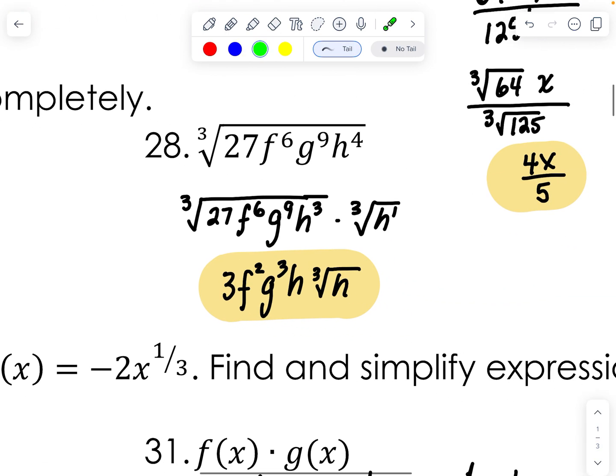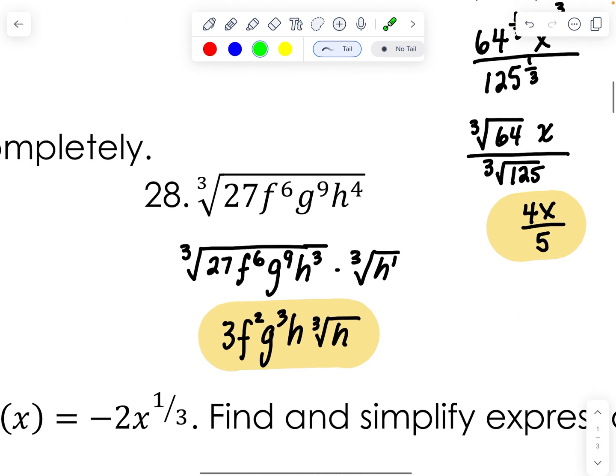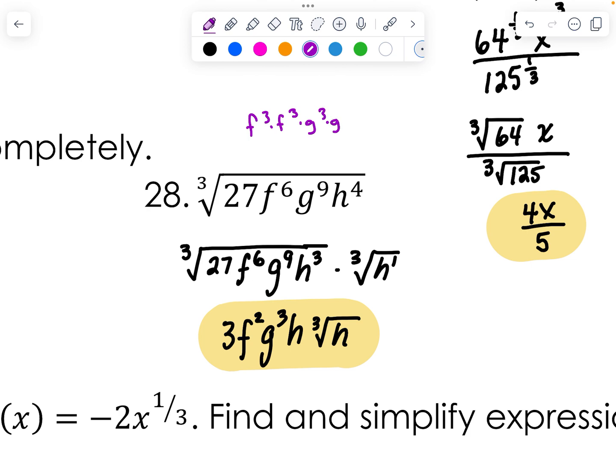So this one, we want everything to be perfect cubes. We do know the cube root of 27 already is 3, but take f to the 6th and make it f cubed times f cubed. g to the 9th is g cubed, g cubed, g cubed, and h to the 4th is h cubed times h. And so we can cube root the two f cubes and get f squared.